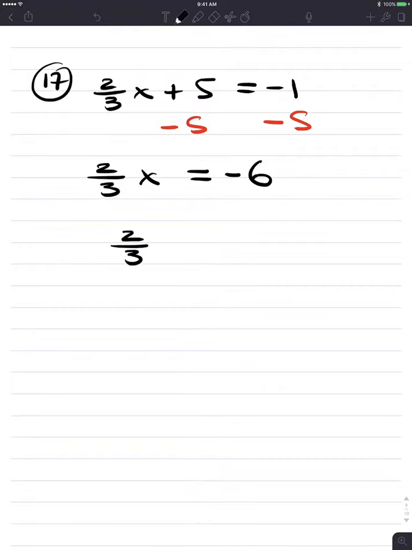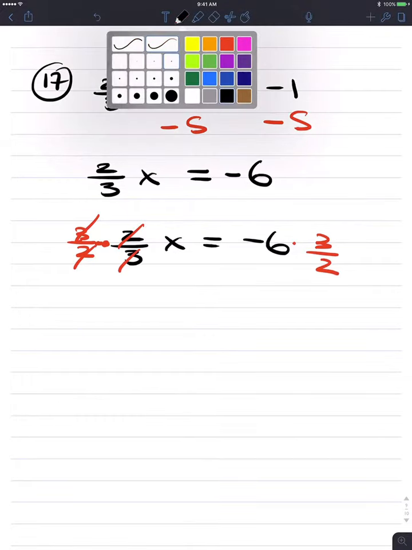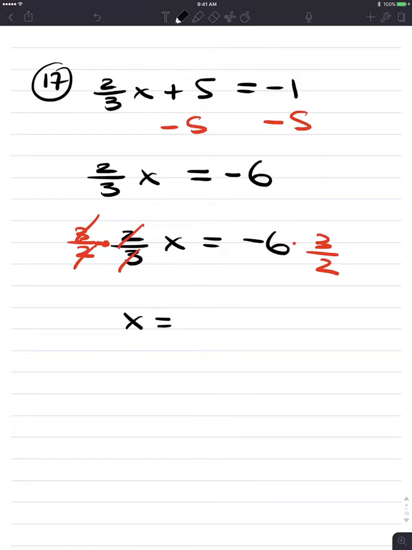What I'm now going to do is multiply both sides by the reciprocal of the fraction 2/3. The reciprocal of 2/3 is 3/2. The reason I multiply by the reciprocal is so I cancel 3 and 3 and 2 and 2. I get cancellation. I get x equals negative 6 over 1 times 3 over 2. We have a negative times a positive, which gives me a negative. This is 6 times 3 over 1 times 2.